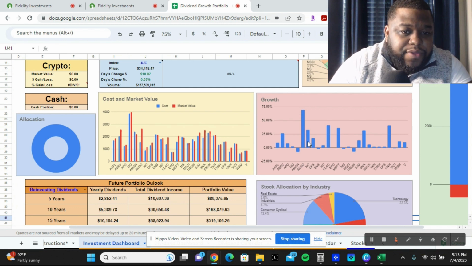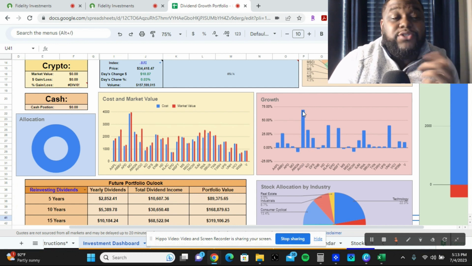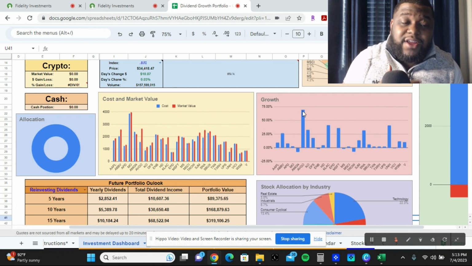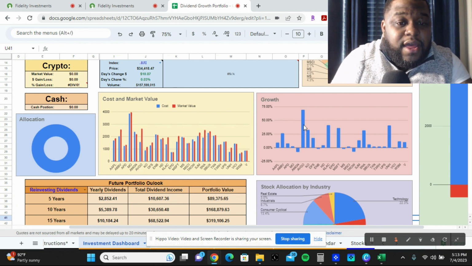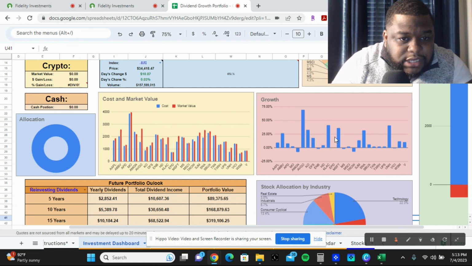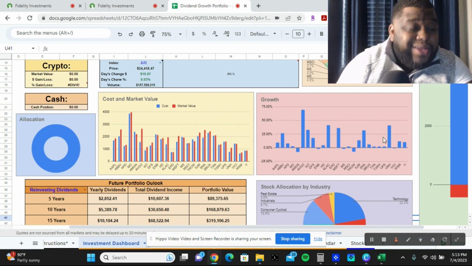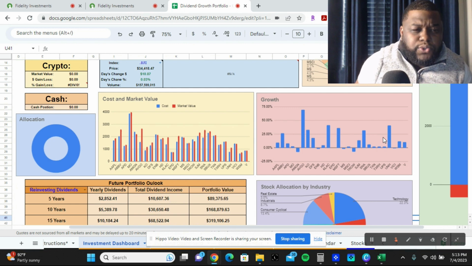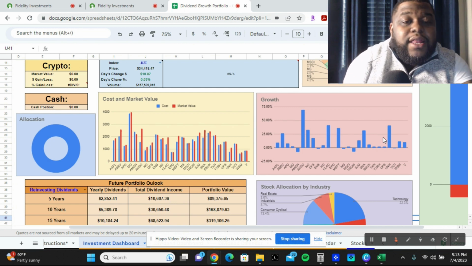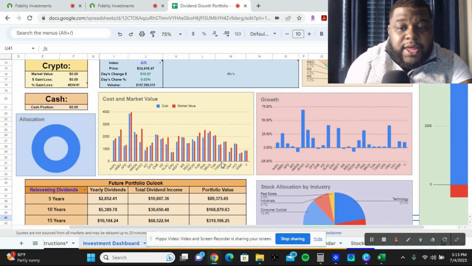Then you have Coca-Cola, and as you see, the ones with the largest bars are, ironically, the companies that I've held the longest, like Broadcom, Coca-Cola, KLC, Microsoft, and so on. As I begin to hold on to other stocks, the growth of not only my portfolio, but those stocks will increase over time. And lastly, what I wanted to show is the power of dividend investing.